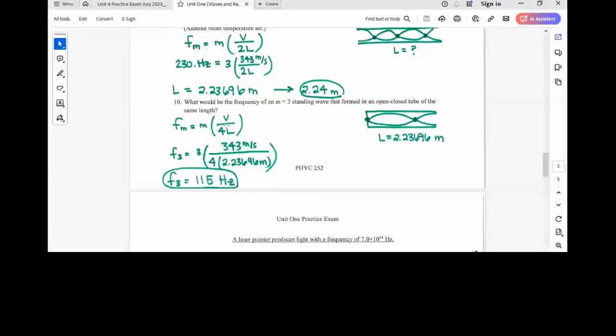Because this is an open-closed tube, and I'm counting quarter wavelengths instead of halves, I can use f sub m equals m times v over 4L instead of 2L. I've got the original length from problem number 9. I have the temperature, and I'm calculating a new frequency. This gives us 115 hertz.